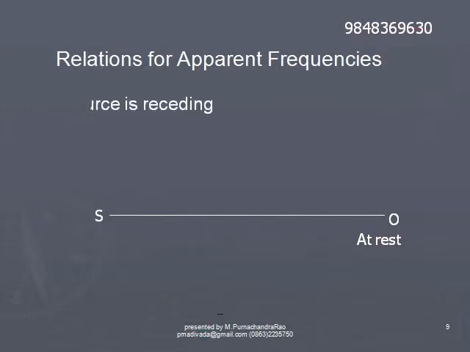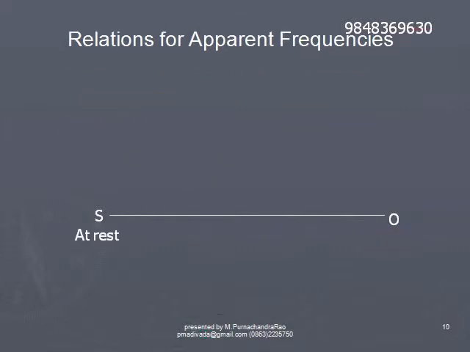If the source is receding from a stationary observer, the relation used for calculating the apparent frequency is n prime equals V divided by (V plus Vs), multiplied by n.